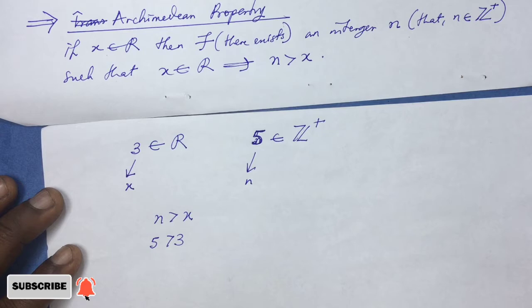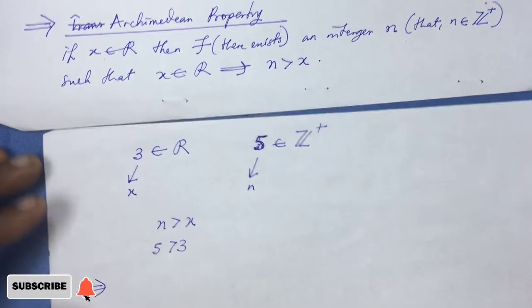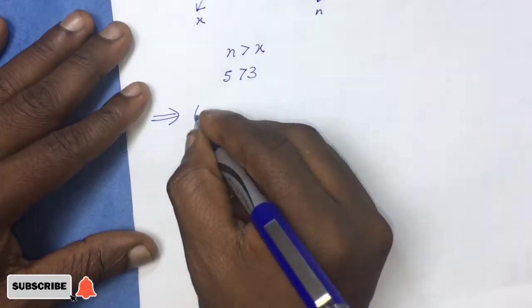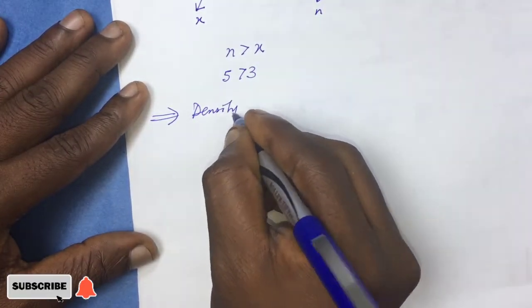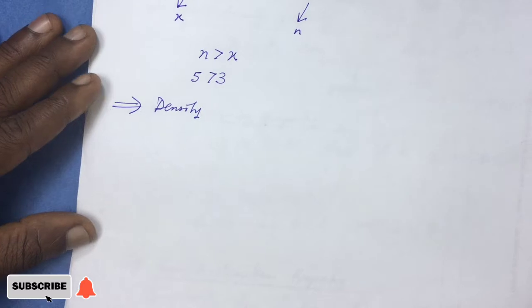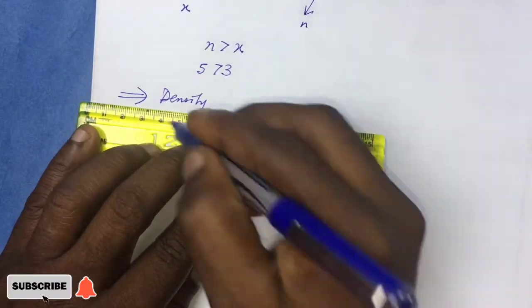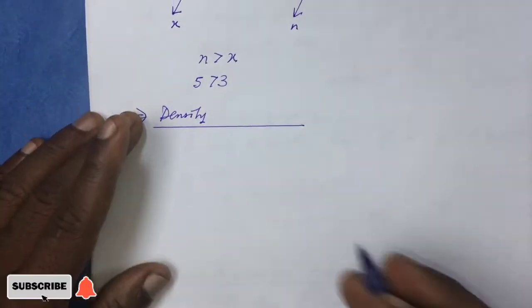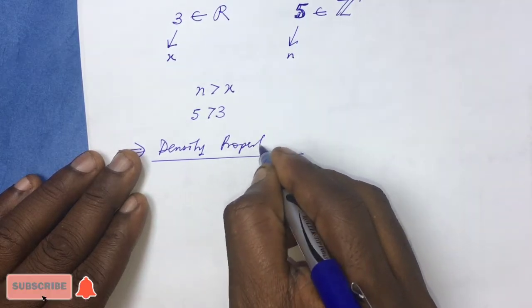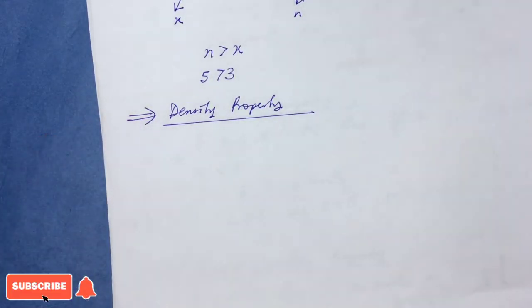Now, the next property I'll be discussing is the density property. Density describes a saturation. You can call it a saturation property if you don't want to call it the density property. So, density describes a saturation of an interval in this case. Now, what does it mean?